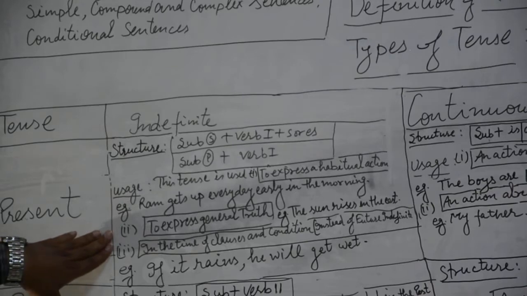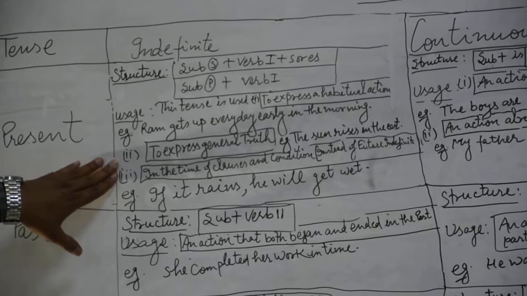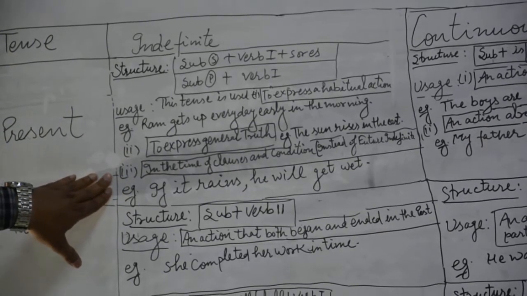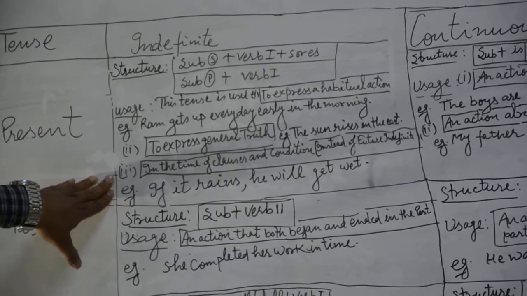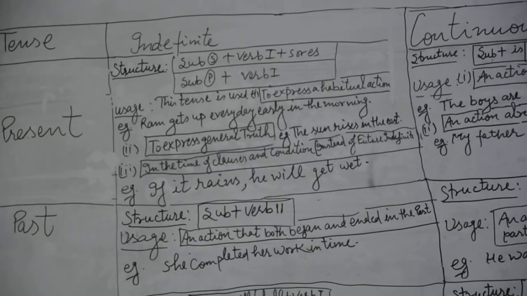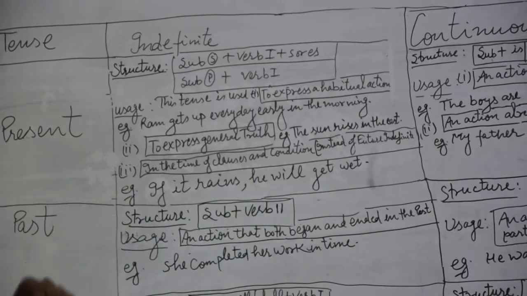This tense is also used to express a general truth, like the sun rises in the east. For example, honey is sweet. So, we express general truth through this tense. Third, in the time of clauses and condition. This tense is also used in clauses of time and condition, instead of using future indefinite. For example, if it rains, he will get wet.